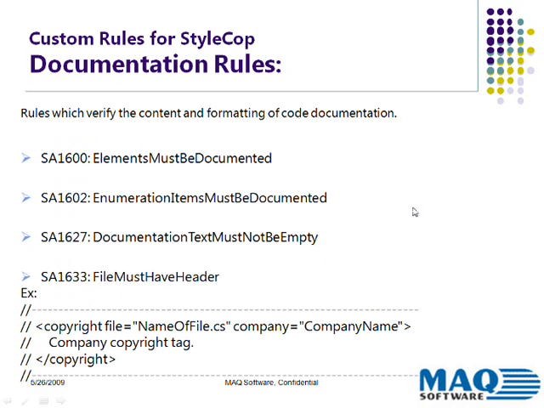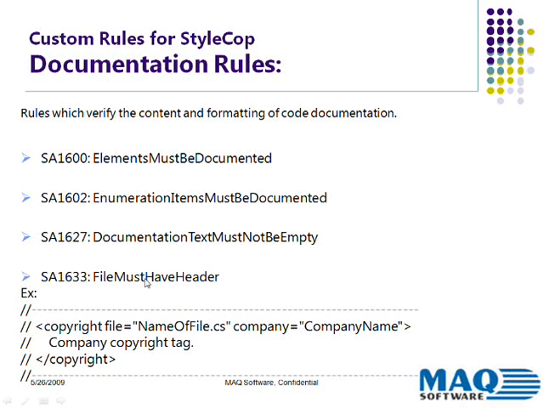Okay, next, coming to the documentation rules. These rules are basically used to verify the content and formatting of code documentation. So these are a set of IDs, SA1 starting with, it says that elements must be documented, as I've shown in the previous demo, right? I've shown you with an example how exactly a documentation must not be empty. It pops up errors in case the text is empty, right?